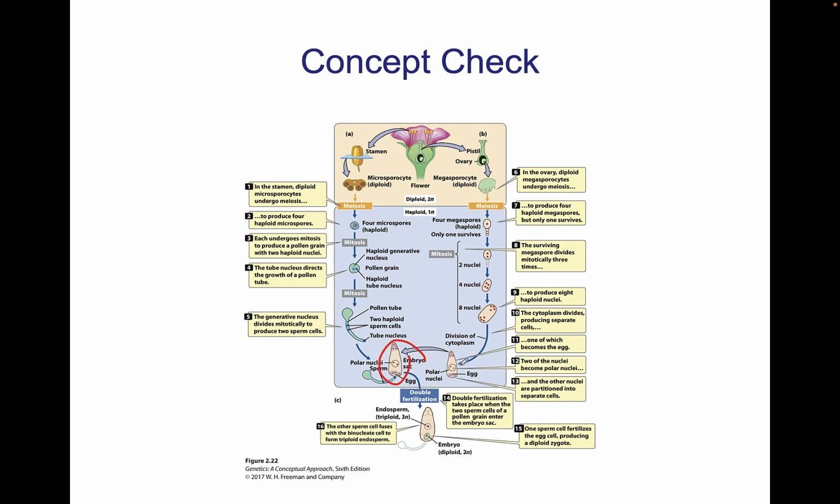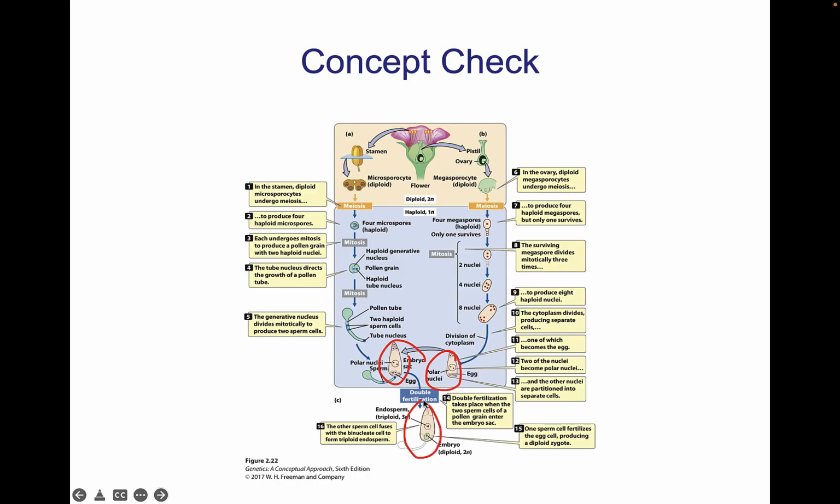The fusion of the egg and the sperm begins that process. So that is the end of chapter 2, going through chromosomes and cellular reproduction.